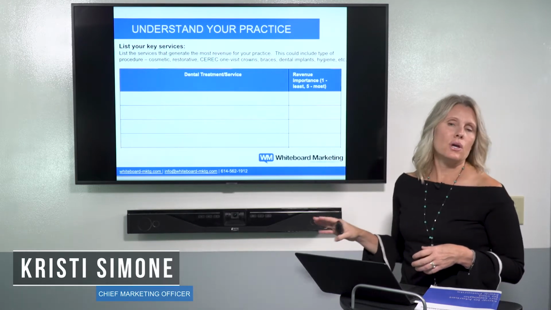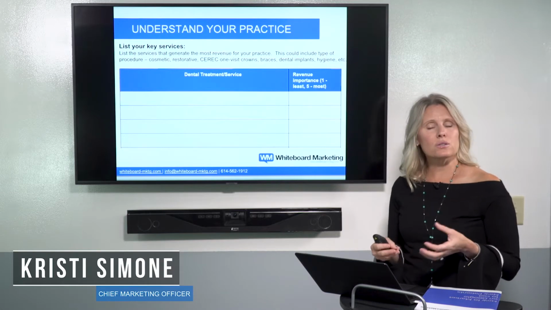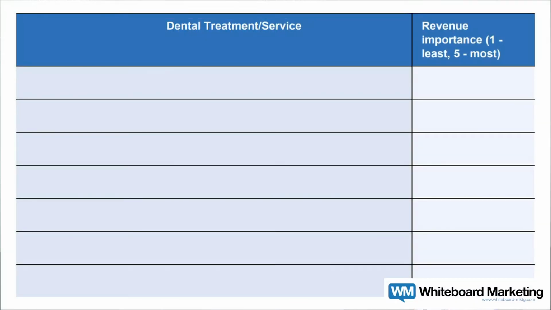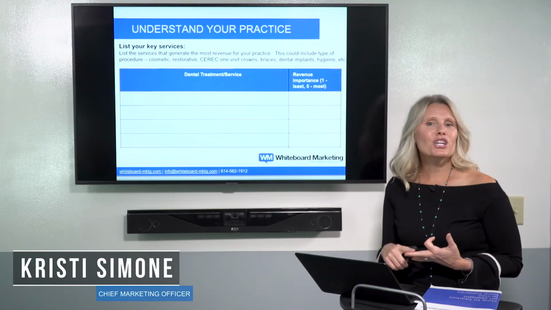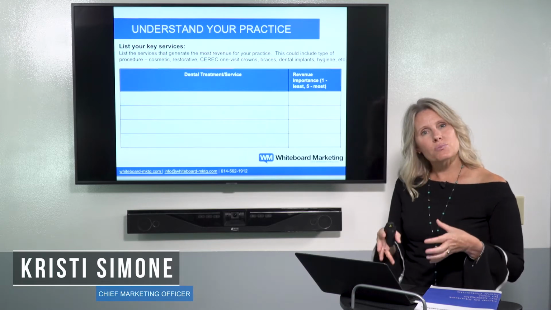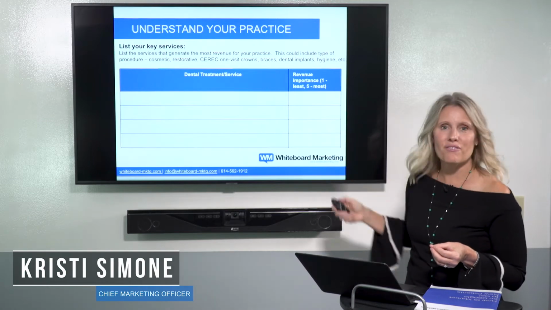Understand your practice. One of the things that we'll ask you to do in the workbook is to list your key services. What are the services that you are generating the most revenue for? Are those the services that you want to be generating the most revenue for? Ask those types of questions. These are the services that you'll want to promote on your website, through your social media channels, on your Google My Business page. So that's really how you're going to utilize this specific section of the workbook.